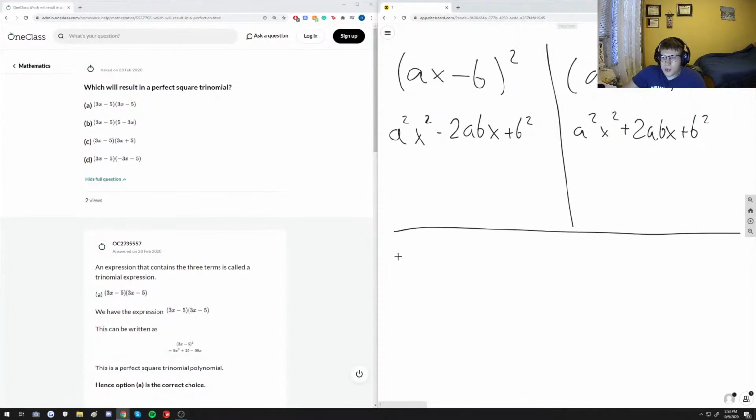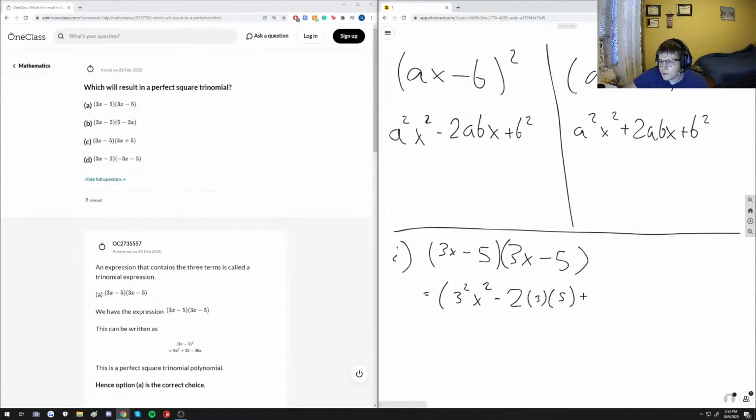So if we go through each answer choice, we can expand them out and see if it fits in that same format. So for the first answer choice, we're going to have (3x minus 5) times (3x minus 5). And expanding this out, we get 3 squared x squared minus 2 times 3 times 5x plus 5 squared. There's a reason why I didn't actually evaluate 3 squared and 5 squared, for example, because I want to see if this matches the same exact format as any of these examples of perfect square trinomials.